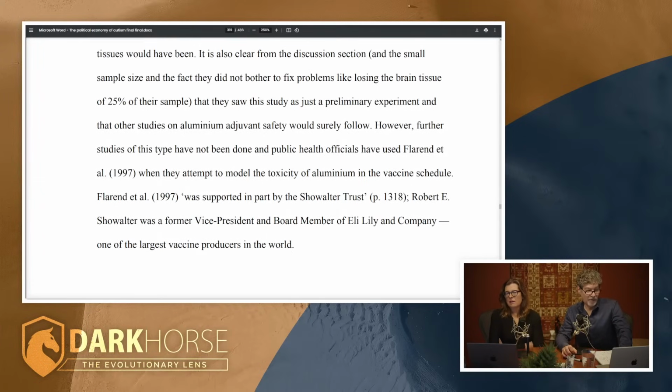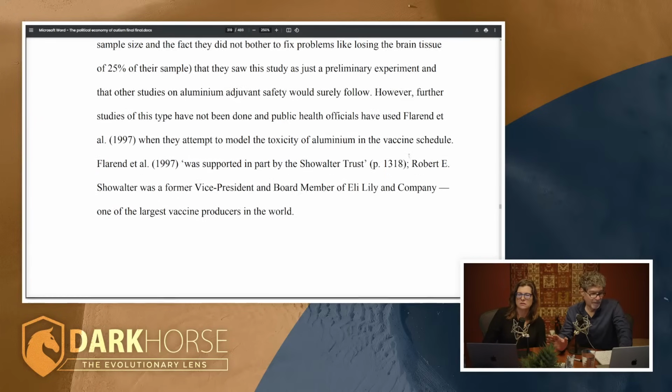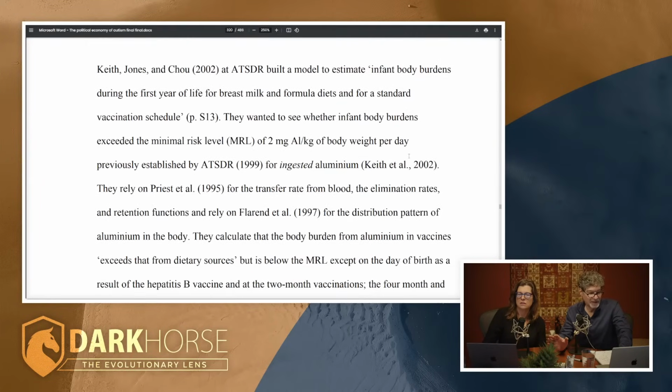Flarin et al. was supported in part by the Showalter Trust. Robert E. Showalter was a former vice president and board member of Eli Lilly and Company, one of the largest vaccine producers in the world. Good Lord. Right. And then I'm not going to read much farther here, but Keith Jones and Chow 2002.